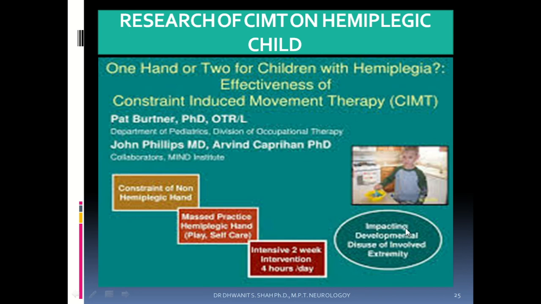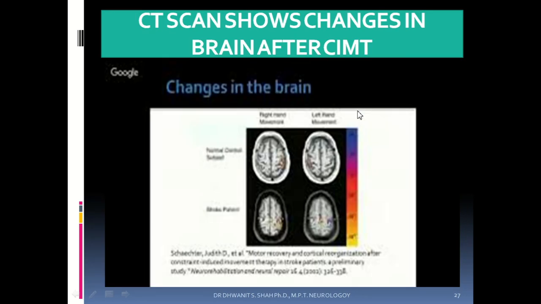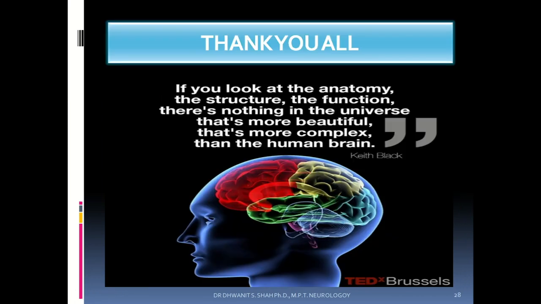Then the outcome was impacting developmental disability of the upper extremity. They used the protocol of constraint of the non-hemiplegic hand, massive practice of the hemiplegic hand like play and self-care activities, and the intense treatment was given as a 2-week intervention, 4 hours per day, and these are the outcomes. So many studies are done to improve motor recovery also with CIMT. Right? Even CT scans show changes in the brain after CIMT. That also has been found in the research.